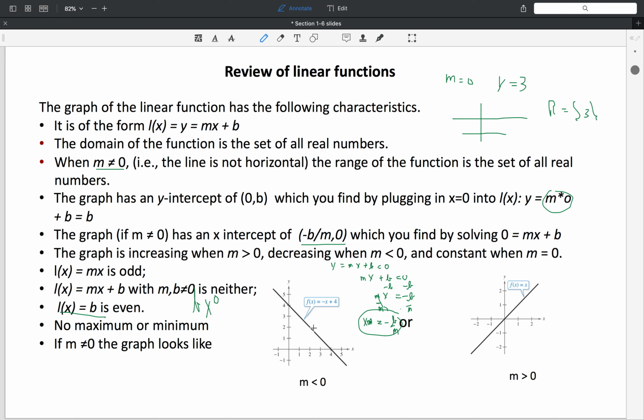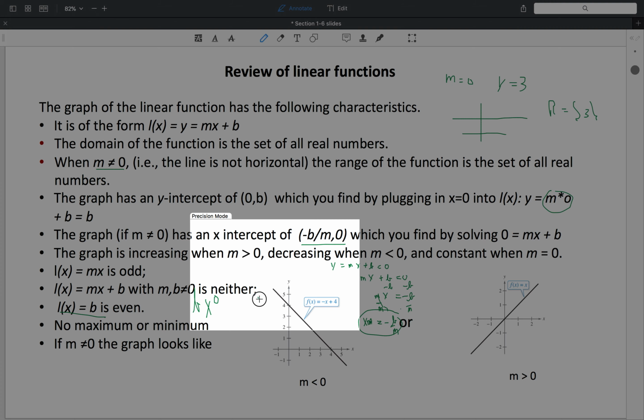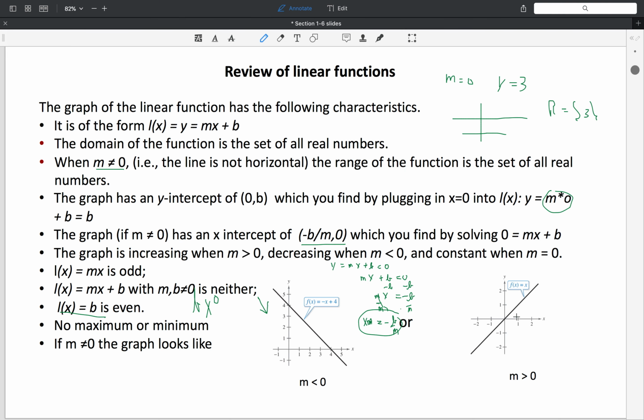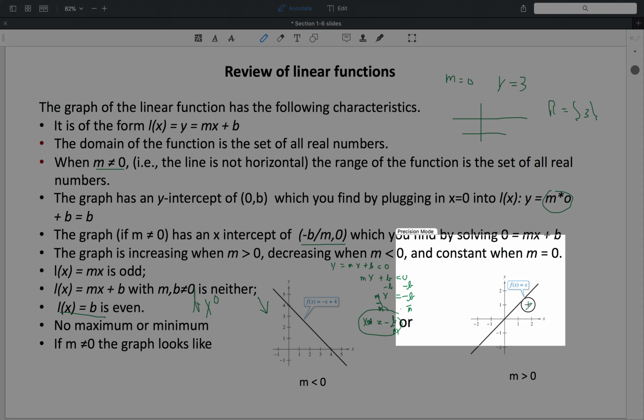There's no minimum or maximum, unless the graph is like this. And if the slope is not equal to 0, this is what the graph looks like. You can see that it's decreasing when the graph goes this direction. It's decreasing everywhere. And then over here, the graph is increasing everywhere.